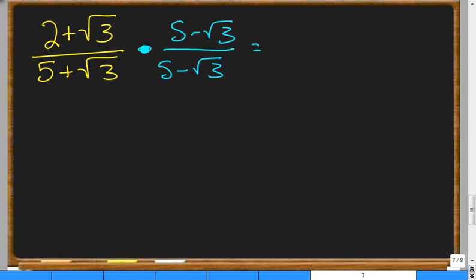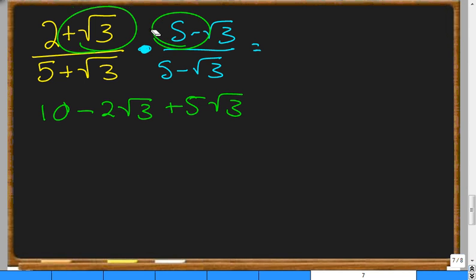So when we do this, you have to FOIL the top. You have to FOIL the top and technically FOIL the bottom, but the bottom is going to simplify very easily for us. So we do the first, which is 2 times 5 to make 10. And then do the outside, which is 2 times negative square root of 3, which makes negative 2 square root of 3. Then do the inside, which is the square root of 3 times 5, so we get positive 5 times the square root of 3. And then get the final part, which is positive square root of 3 times negative square root of 3, which is just going to make negative 3.